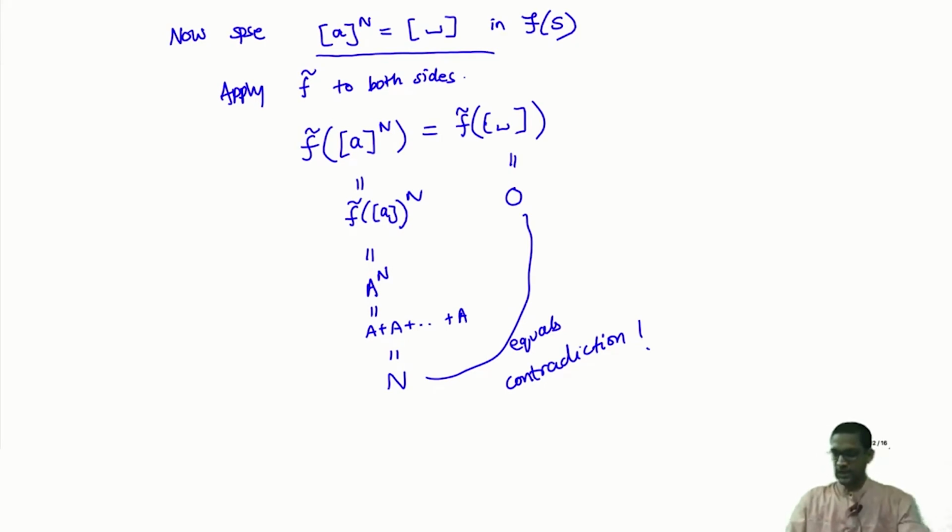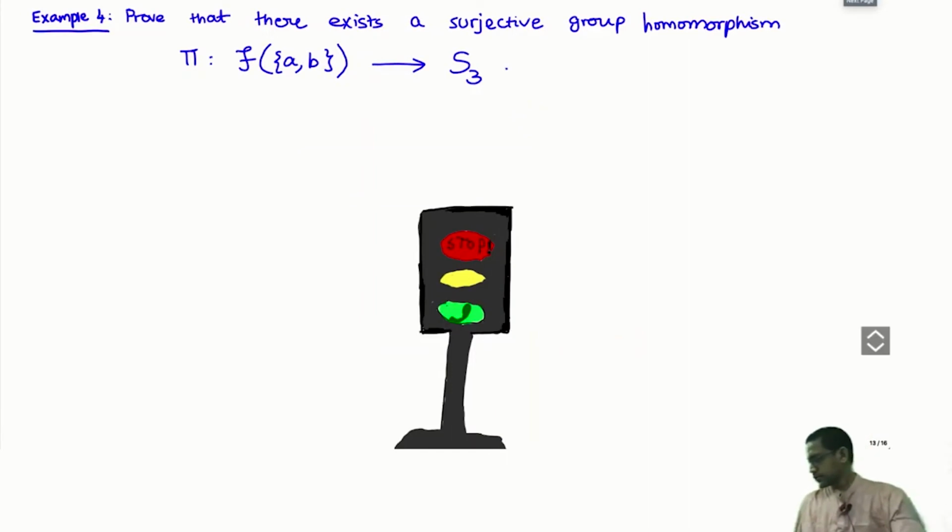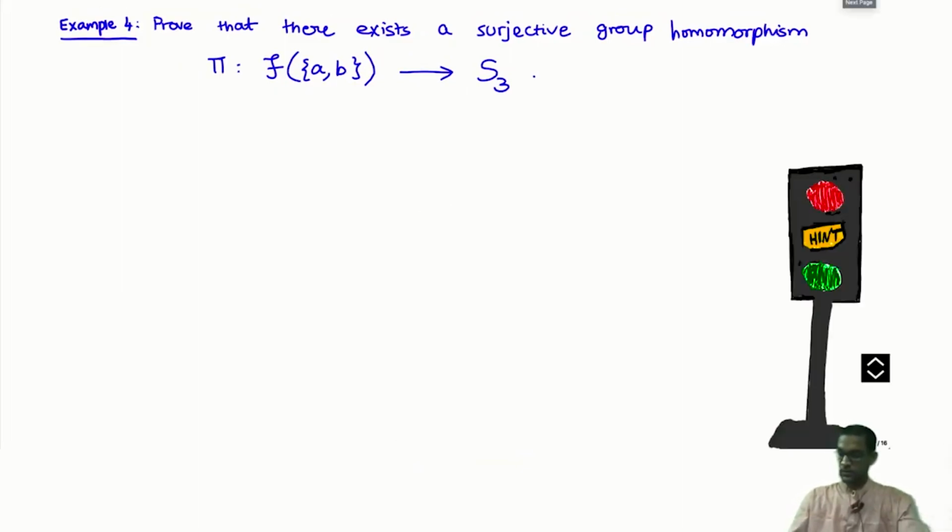Now for the last example, which is: show that there exists a surjective group homomorphism from the free group to the group S3 of permutations of 1, 2 and 3. So again, think about it. Pause the video here. Now here's a hint. How does one construct homomorphisms from free groups to other groups?